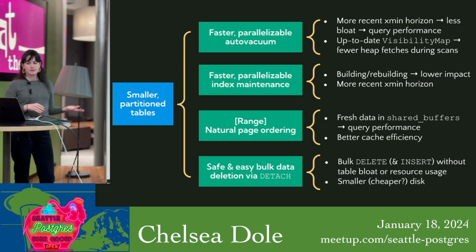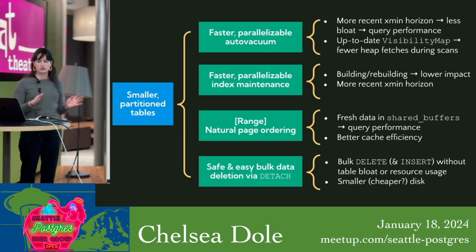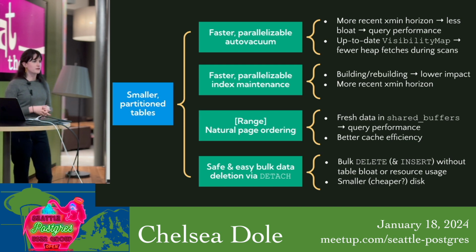With faster index maintenance, I would say this goes to show for itself: faster maintenance in general is just a good thing, but also building and rebuilding is lower impact, with a more recent xmin horizon. And human-wise, you probably just do it more often if it's low impact to your system, compared to, okay, I have to schedule Saturday at 2 p.m. to do this index rebuild. You'll probably just be able to do it more often on your team, keeping your database in better health.